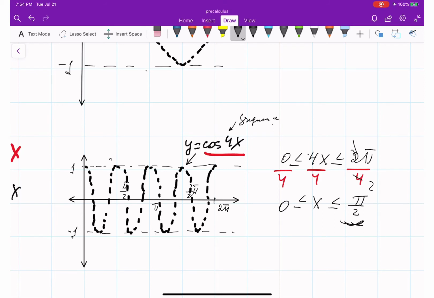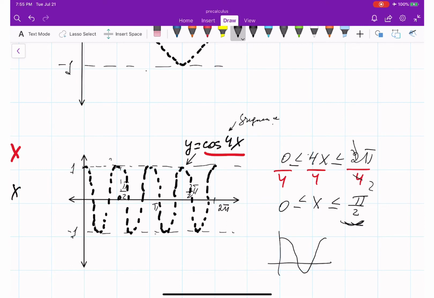Since it's cosine, it's starting up here, coming down and then coming up. This is your half a pi right here. Okay? So this is how cosine looks. Right? So it's one wave till half a pi. But since we have 4x and we are interested in 360 degrees, the unit circle, then the 4 shows you're going to fit 4 waves in 360 degrees or into 2 pi.